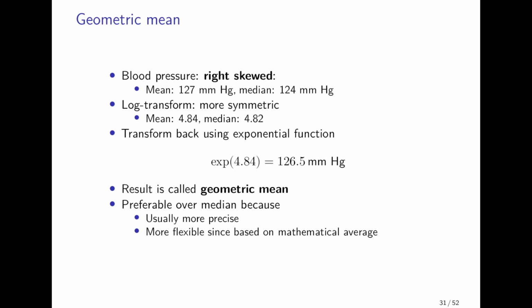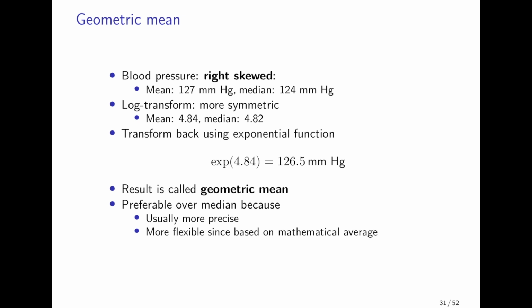And now that leads us naturally to the concept of the geometric mean. So here we have some numbers. We've already seen that blood pressure in our sample is right skewed. It has a tail to the right. It has some values that are higher than what we would expect based on the bulk of the data. And you also see that reflected in the mean and the median. The mean is 127 millimeters of mercury, and the median is only 124 millimeters of mercury.